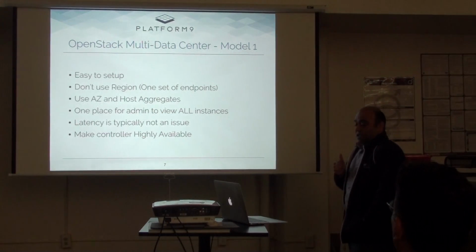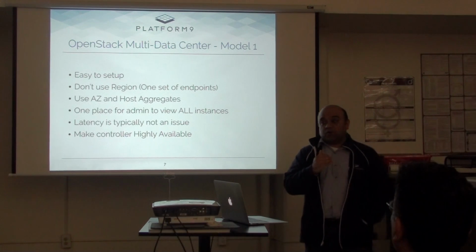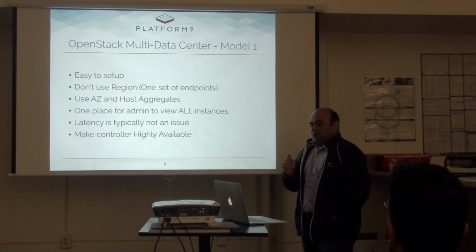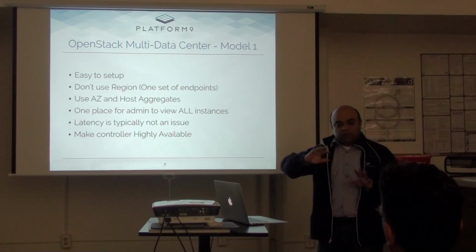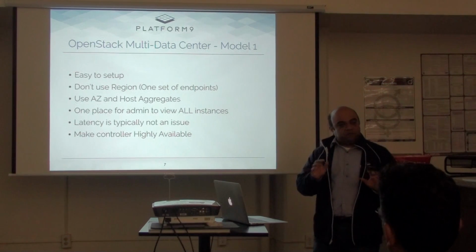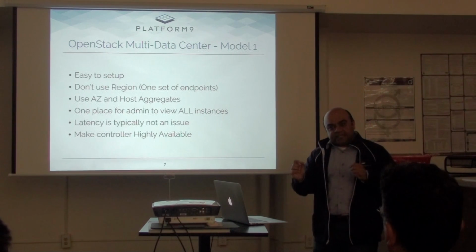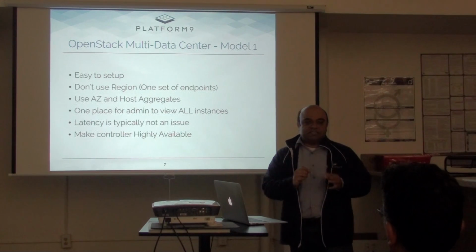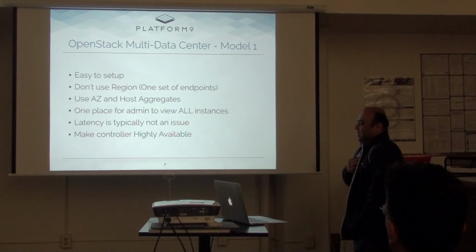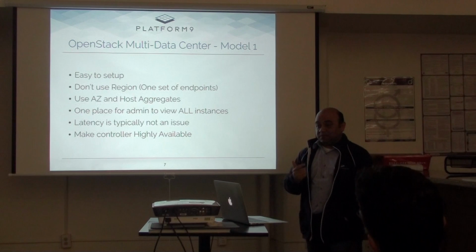It's easy to set up. It's not using the regions. It's using availability zones and host aggregates, but you have only one set of endpoints for all your services. You can view all the instances at the same time. Latency from one data center to another typically is not an issue. Now, if you go cross-Atlantic, you may experience some, but the architecture is such that it goes through RabbitMQ message queues. So there is a slight delay in delivering the message, but in most cases it's acceptable. Now, one thing to make sure is that your controller services, your API endpoint, need to be highly available.